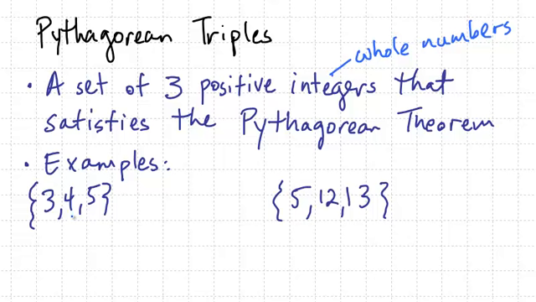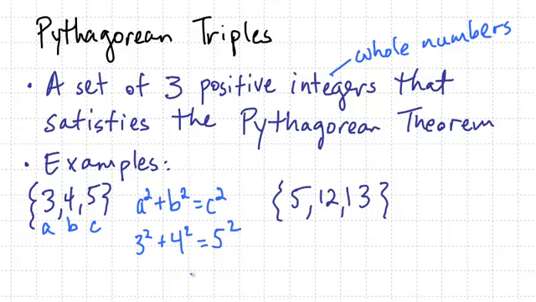How do I know that 3, 4, 5 is a Pythagorean triple? Well, if I use these numbers as a, b, and c respectively, and I plug into a squared plus b squared equals c squared, I'm going to see that 3 squared plus 4 squared should be equal to 5 squared. So 9 plus 16 should be equal to 25, which is true. So 3, 4, 5 is a Pythagorean triple.